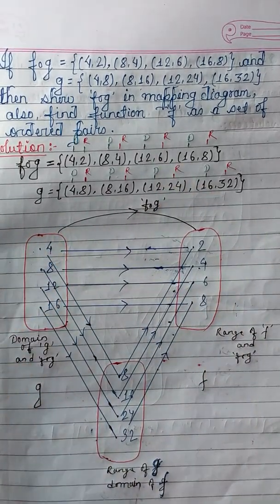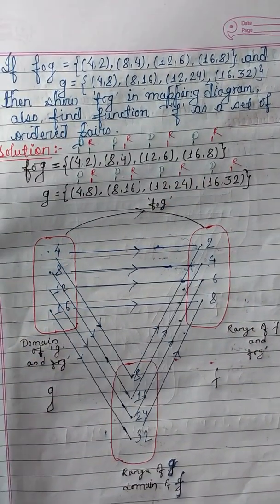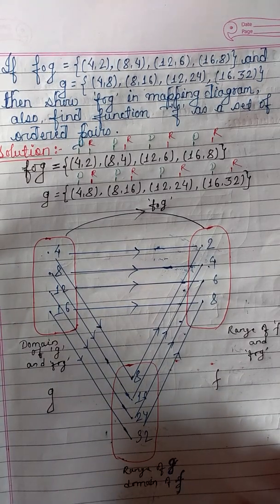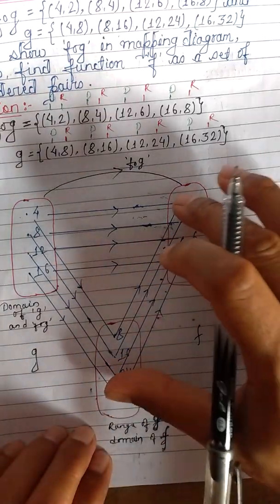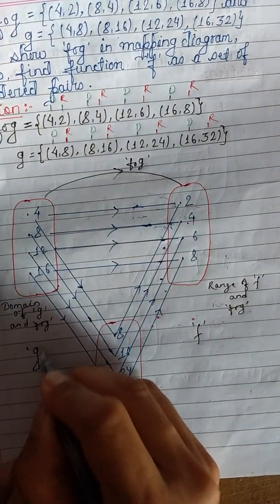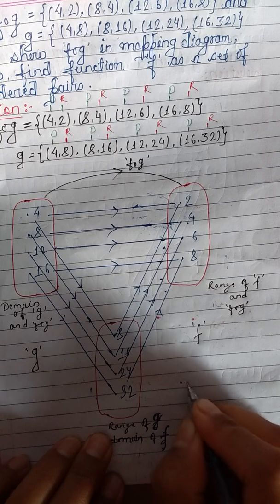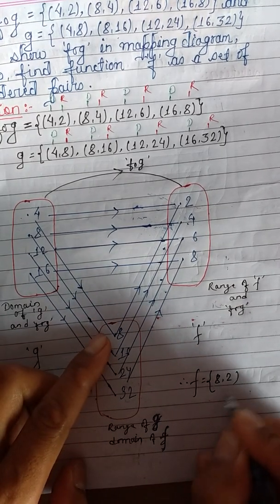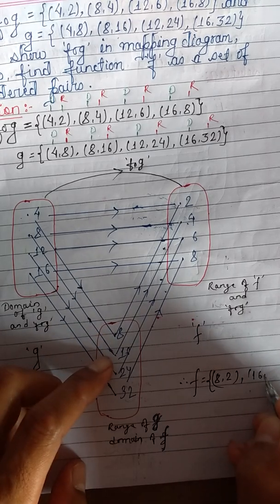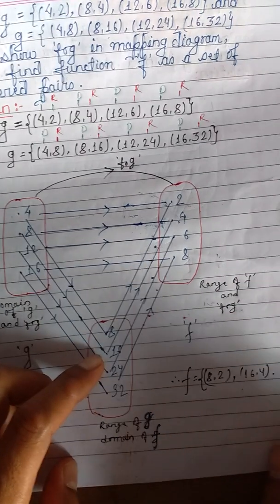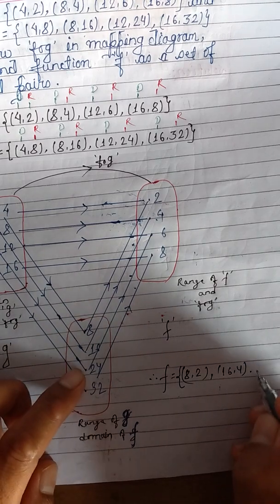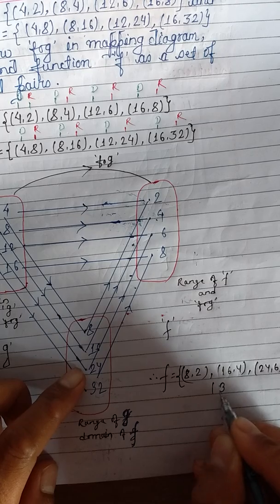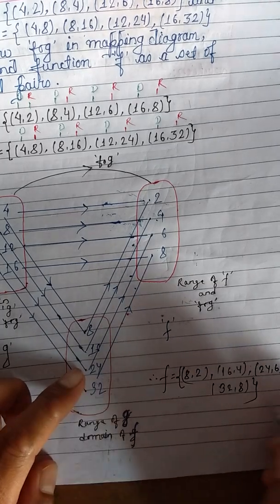Now we have been asked to write f in the form of ordered pairs. Then we can easily write f in the form of ordered pairs. This part is f, which we have already picked out. Therefore f as a set of ordered pairs will be (8, 2), (16, 4), (24, 6) and (32, 8). Wherever it is mapped, we write that. Now this is the answer.